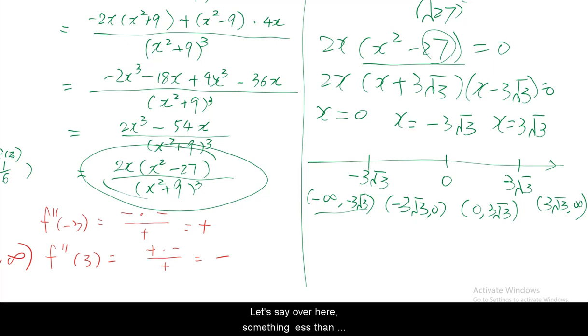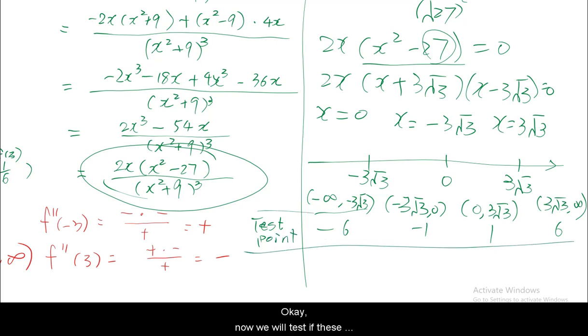Let's say over here something less than negative square root of 27. Let's pick negative 6. That's square root of 36. Right here, I'll put negative 1. Here, put 1. Here, I put positive 6. Test points. Okay, now we will test if these numbers make the second derivative of f of x positive or negative, just to check the signs.